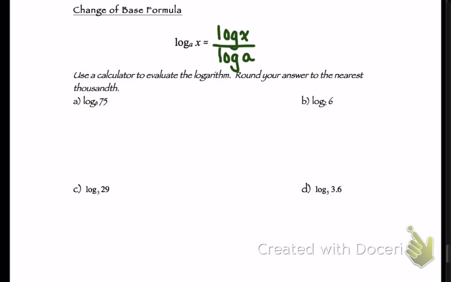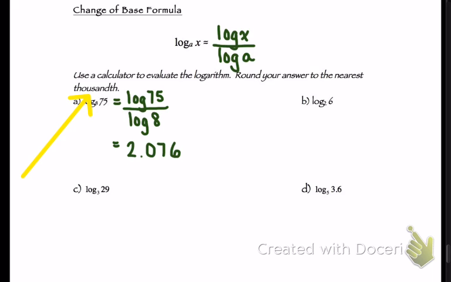What you do to change it to a base of 10, you just take, look up here, I take the log of x and divide it by the log of a. How do I remember which one's which? Well, here's the way I taught myself how to do this. I know the a is underneath the x, so voila, that's how I remembered it. So to change it into a base of 10, all I have to do is take the log of 75 and divide that by the log of 8. Voila, I've converted it to a base of 10, so it's 2.076. Notice I asked you to round to the nearest thousandths.